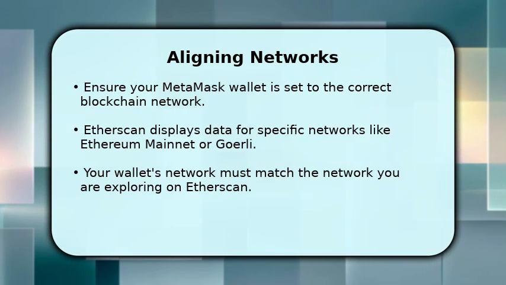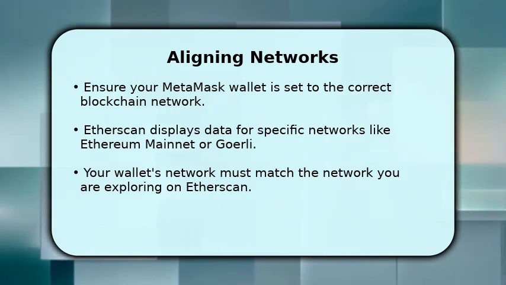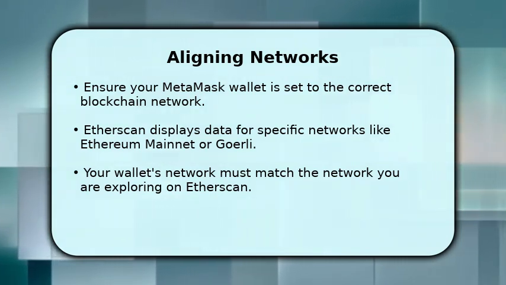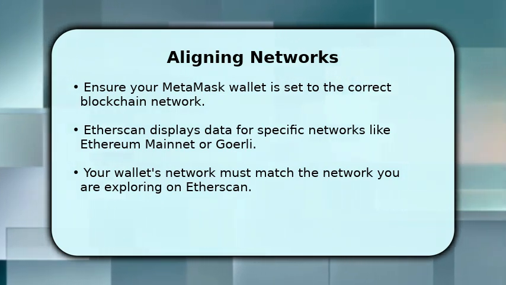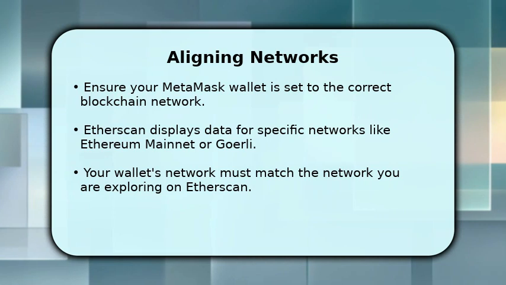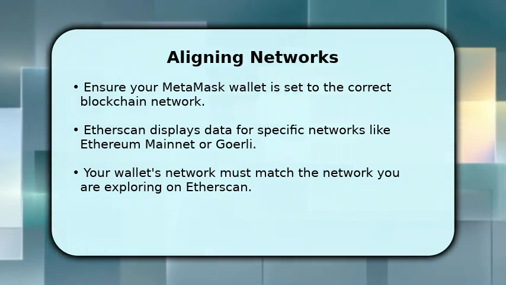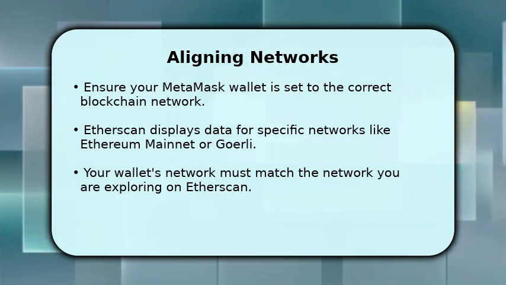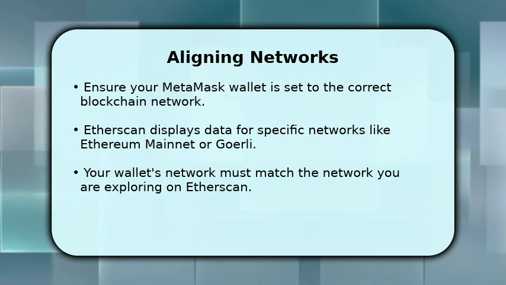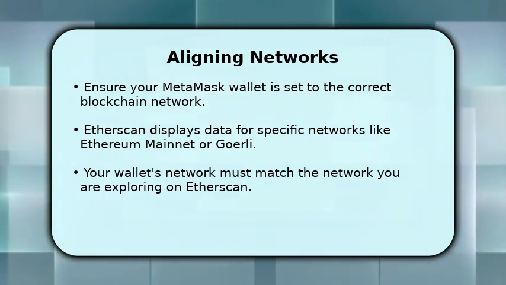To effectively use MetaMask with Etherscan, it's crucial that your MetaMask wallet is configured for the same blockchain network you wish to explore. For instance, if you're looking at transactions on the Ethereum mainnet on Etherscan, your MetaMask should also be set to the Ethereum mainnet. You can easily switch networks within MetaMask by clicking the network drop-down menu at the top of the wallet interface. This ensures consistent data viewing across both platforms.